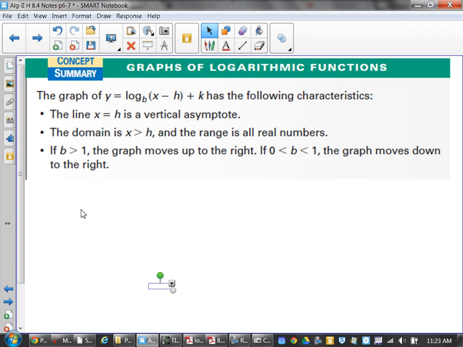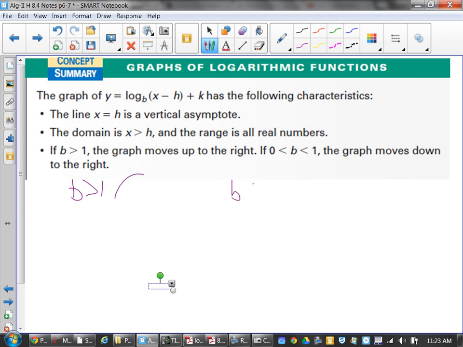It will always have a vertical asymptote at x equals h. Your domain is always going to be x is greater than h. Your range is always all real. The graphs are both going towards the right because you're bounded by your vertical asymptote. It's a matter of whether they're moving up and right or down and right. If the b value is greater than 1, it's moving up to the right.